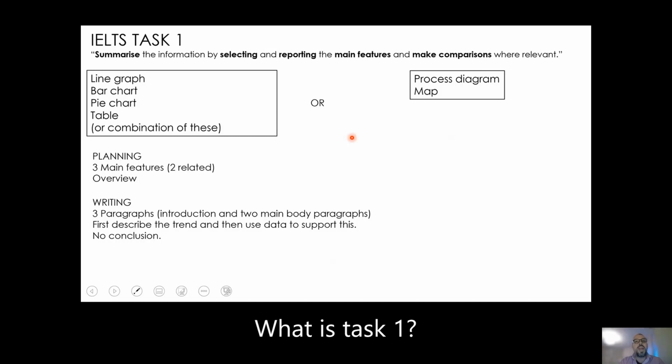You need to write at least 150 words. Realistically, you want to be aiming to finish somewhere between 150 and 200 words. You're given 20 minutes to do this. Now, what do you need to do?